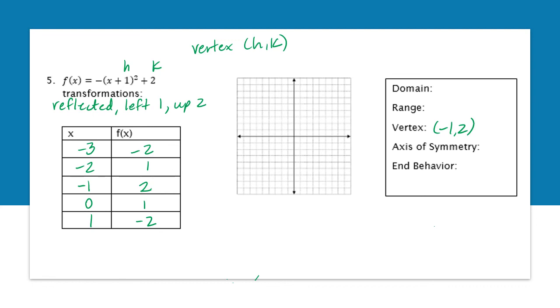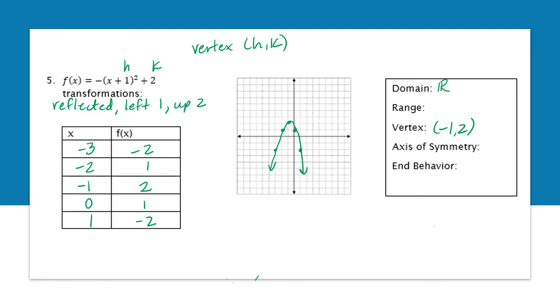I'm going to fill in my vertex while I'm thinking about it, and now I'm going to plot my points. So -3, -2, -2, 1, -1, 2, 0, 1, and 1, -2. So here's my upside down parabola like we talked about. The domain, again, all real numbers. That's true of every single quadratic we're going to talk about. As long as it's a quadratic function, it's going to keep going left and right forever and ever.